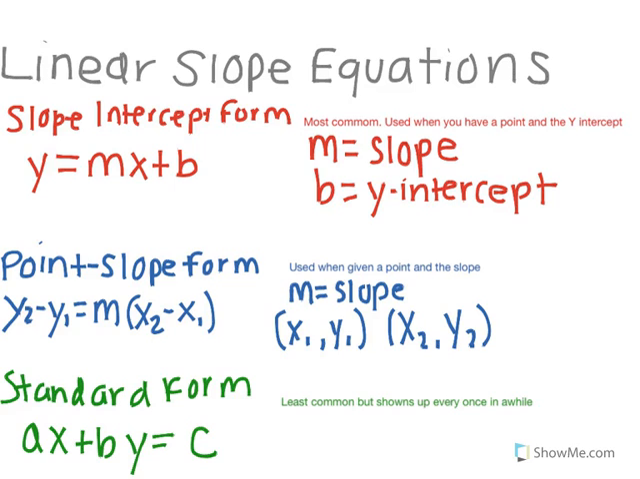Okay. Next, we have linear slope equations. This is the last thing we're doing in this video. There's 3 major equations you will learn in algebra this year. Number 1, slope-intercept form. This is the most common. y equals mx plus b. Ingrain it in your brain because, trust me, this equation will become your best friend.